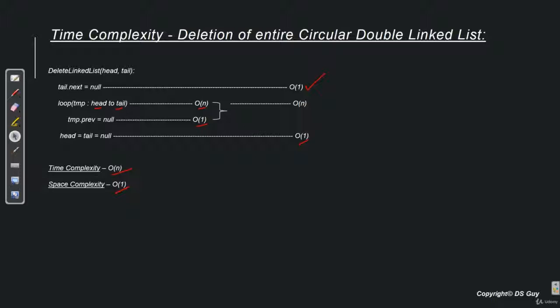Now with this we come to end of this video. In the next video, let's recap all the time and space complexities that we have seen for all the 6 operations that were performed on circular double linked list.